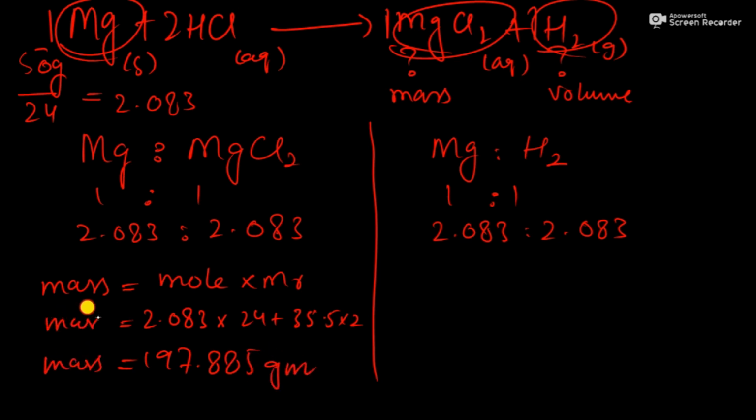Okay, it is simple, and we know that for gases you have to find out volume. It is quite simple. We know that 1 mole of any gas at standard temperature and pressure will give you 22.4 volume. So if you want to find the volume, we have the moles, we just have to multiply by 22.4. We multiply 2.083 by 22.4, so we get the volume of hydrogen gas as well. So it will be 46.6592 decimeter cube.